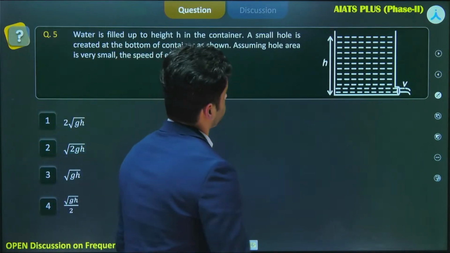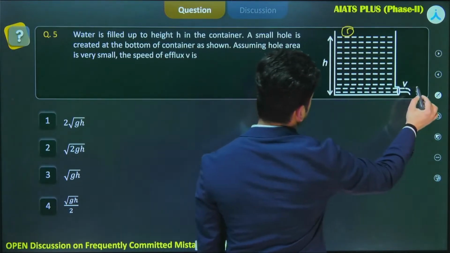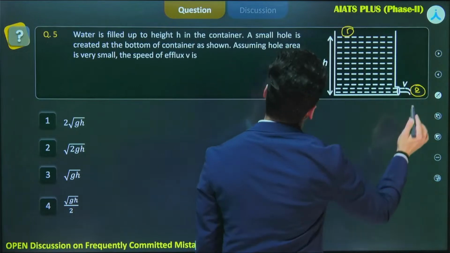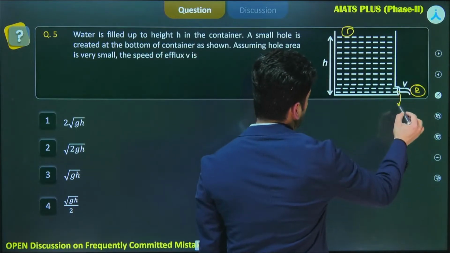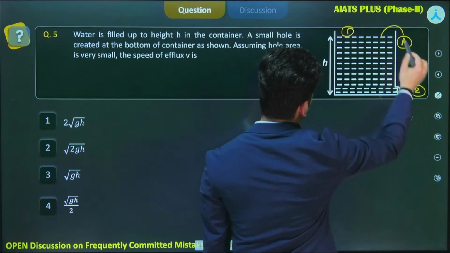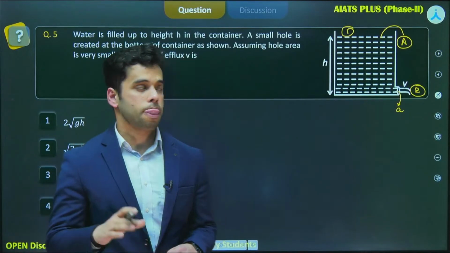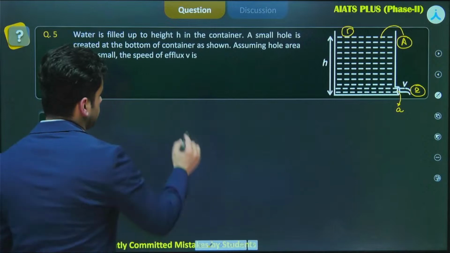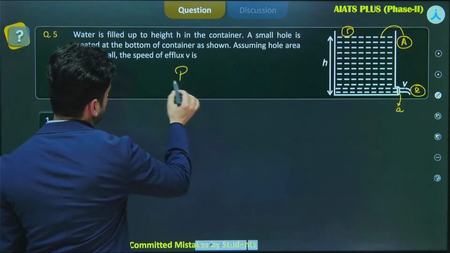So dear students, let me apply the Bernoulli equation for you. This is my point 1 and this is my point 2. I'll apply the Bernoulli equation at point 1 and at point 2. Let me take this area as small a and this area as capital A. If anyone knows the answer, you can put it in the comment box. Till then, I'll try to solve it. Let us apply the Bernoulli equation between point 1 and 2. This is the form of Bernoulli that I'm going to use.